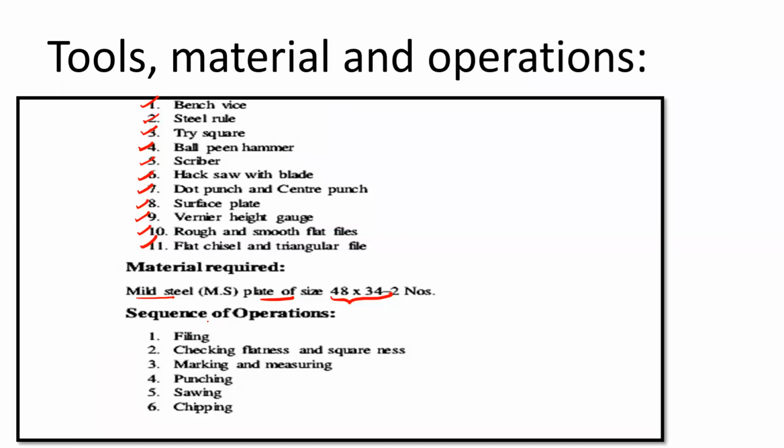Okay. And the sequence of operation is, first operation is filing. Then second, checking the flatness and the squareness. Third is marking and measuring. Fourth is punching. Fifth is sawing. So this is actually a cutting operation. And the last one is chipping operation. Okay.